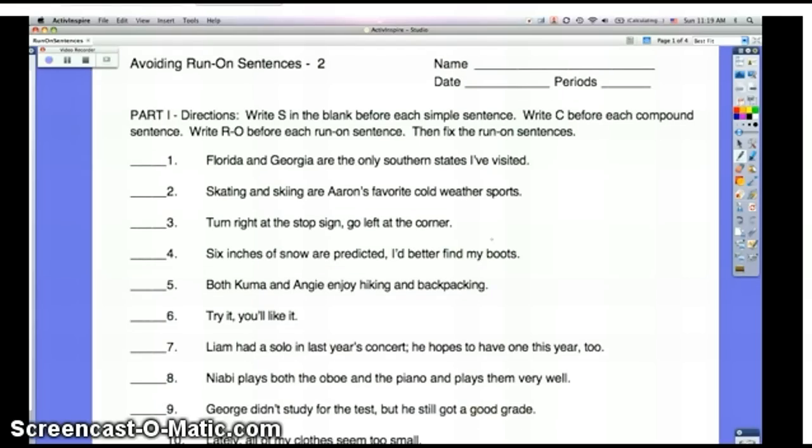Number 3, turn right at the stop sign, go left at the corner. We've got a run-on sentence. This is a comma splice run-on sentence. So you'd want to have RO next to number 3. The way we could fix that is turn right at the stop sign, comma, and go left at the corner. That would fix that run-on sentence.